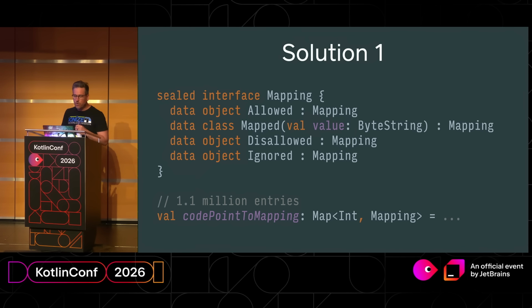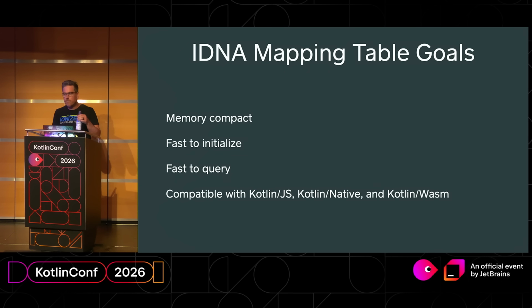All right. So the natural solution for this is a hash map with 1.1 million entries. But can we do better? We want to build an efficient way to store 1.1 million mappings. We want it light on memory, fast to initialize, fast to query, and then we want to run in all the places Kotlin runs. I know that OkHttp is not multi-platform today, and it will not be multi-platform ever, but HttpUrl might be. Making OkHttp multi-platform is hard, but I would like HttpUrl in specific to have that opportunity.